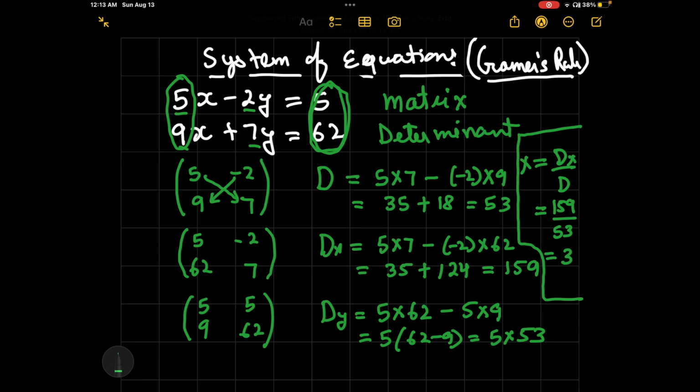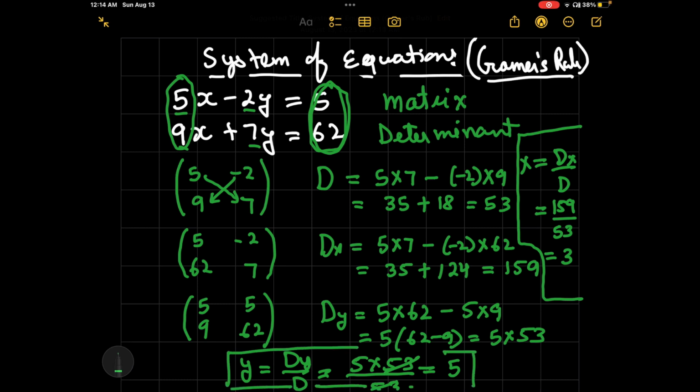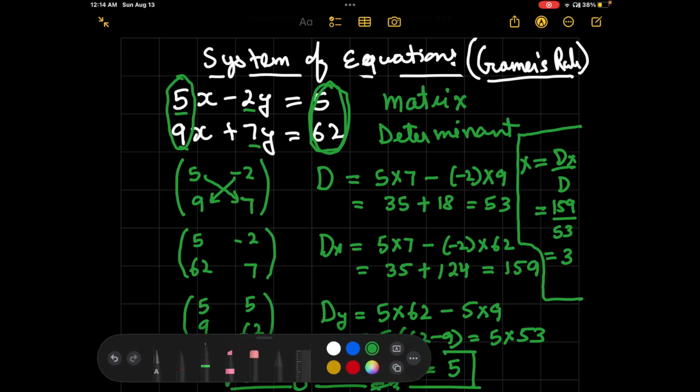So now y is equal to dy over d, 5 times 53 divided by d, which is 53. So 53 and 53 cancel, giving us the answer that y is equal to 5. So this is the solution of system of equations using the Cramer's rule.